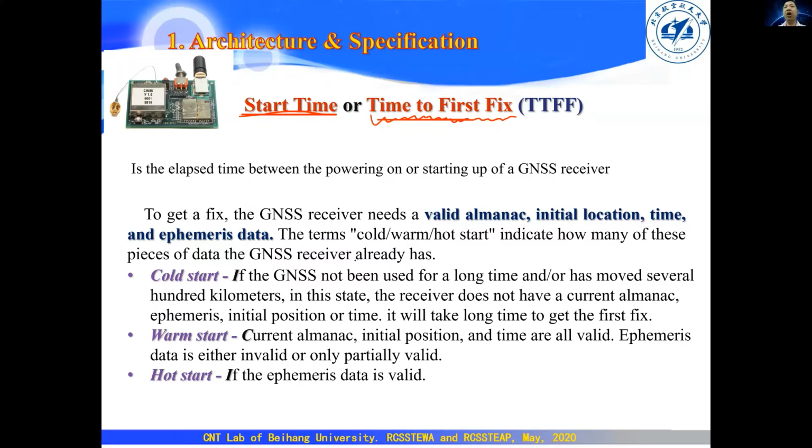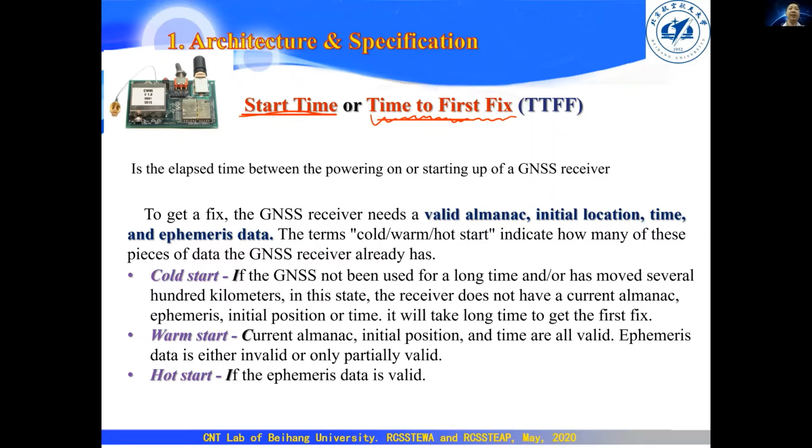So the terms cold, warm, or hot start mean how much information you already have. The cold start means the receiver has not been used for a very long time, or maybe has moved several hundred kilometers away to a different country. The receiver may not know the current orbit. It doesn't know the current ephemeris. It doesn't have time or position information. So it will take a very long time to get the first fix.